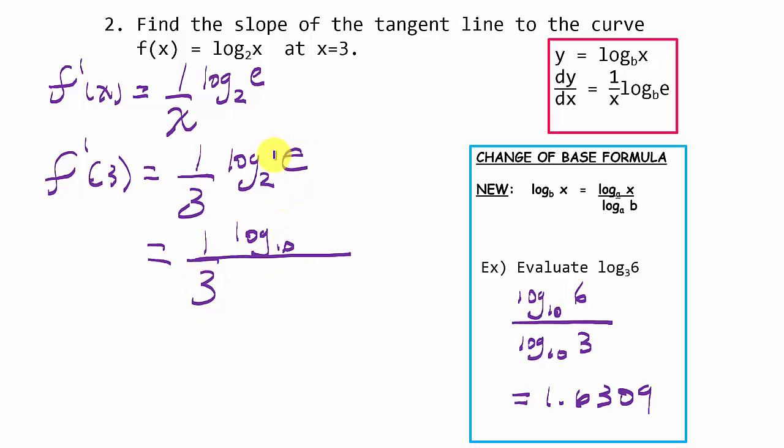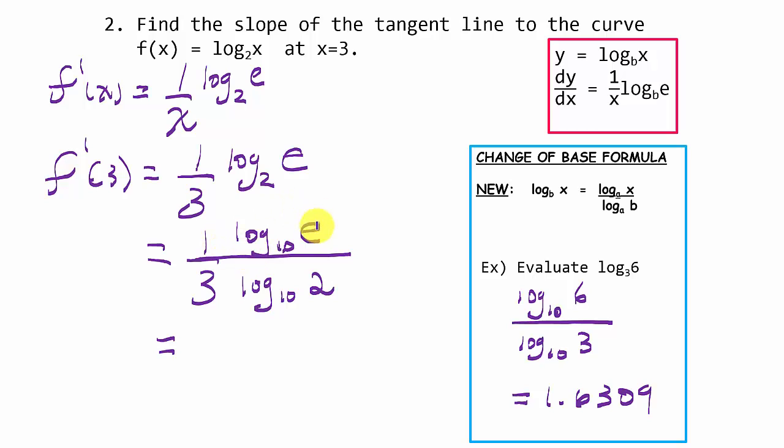Now let's go back up here and change the base. Log base 10 of e over log base 10 of 2. There is an e button on your calculator. Just like we have a pi button on our calculator, we also have an e button. See if you can find it. It's probably a second function. Here's what I want you to punch in.